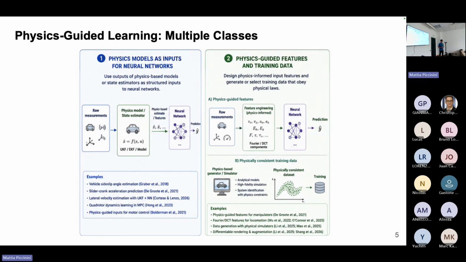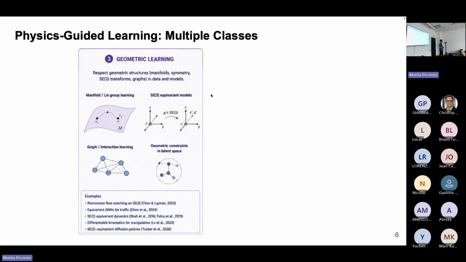Okay, these are the first two. Then we can have another category, which is a bit more theoretical and which is called geometric learning. So here we still have our set of inputs, but somehow we project them or process them in such a way as to make sure they satisfy some geometric properties. For example, if we know our system has some symmetries, like left-right symmetries, for example our car, we can make sure that the data we have recorded satisfy these symmetries. If they don't, we force them to satisfy the symmetries.